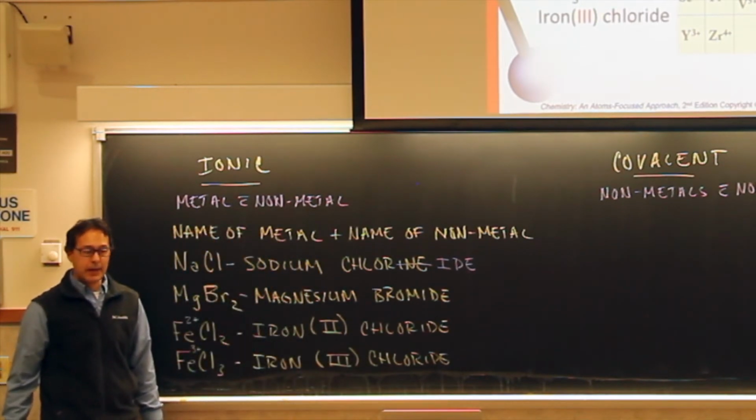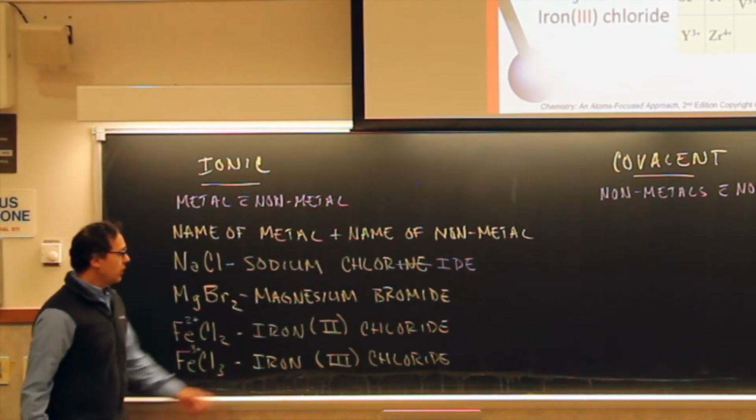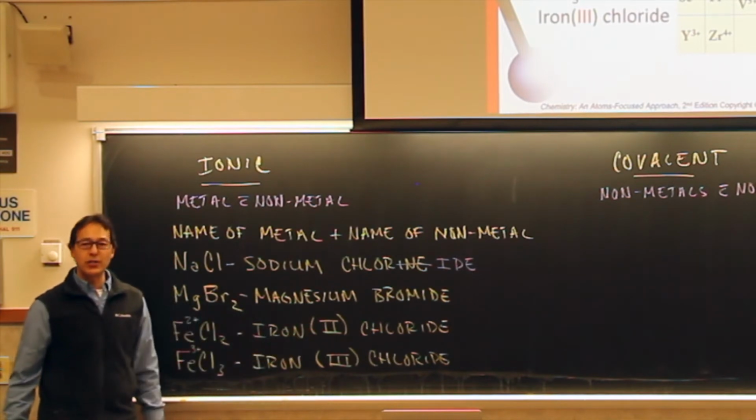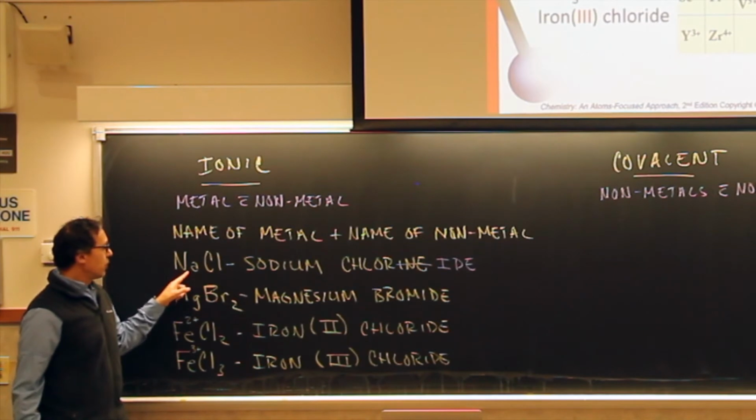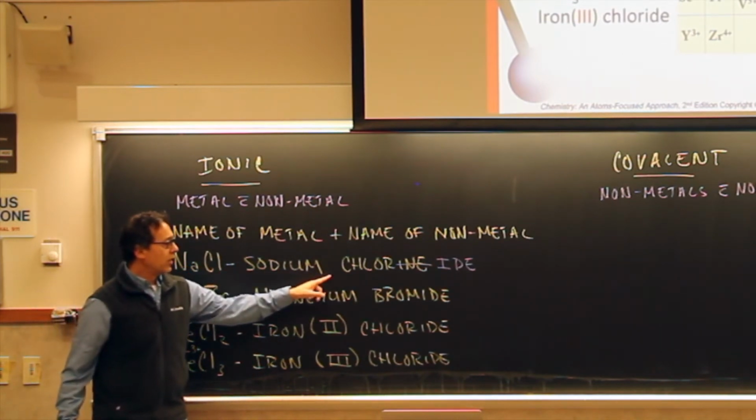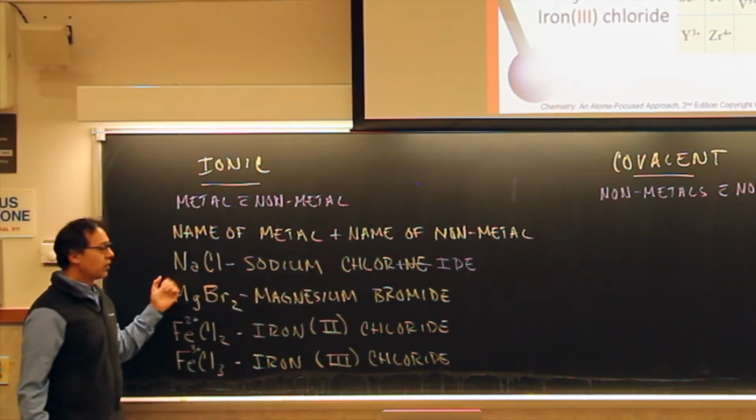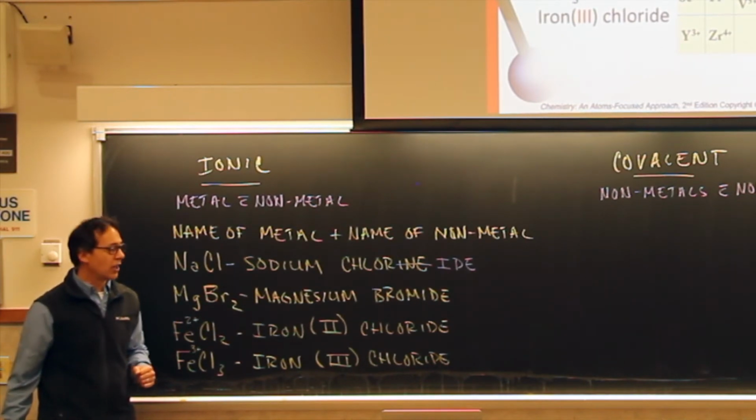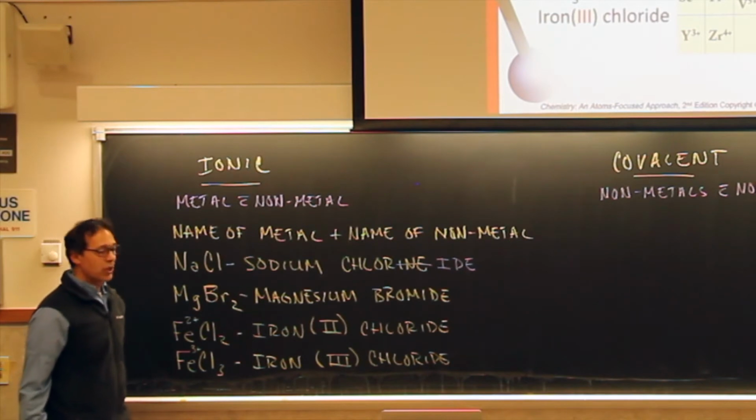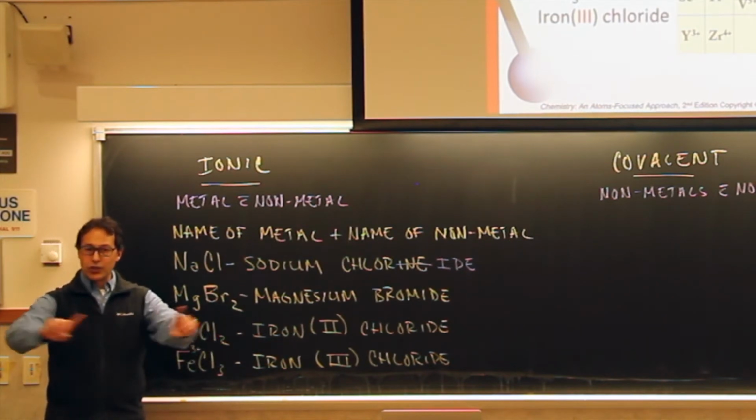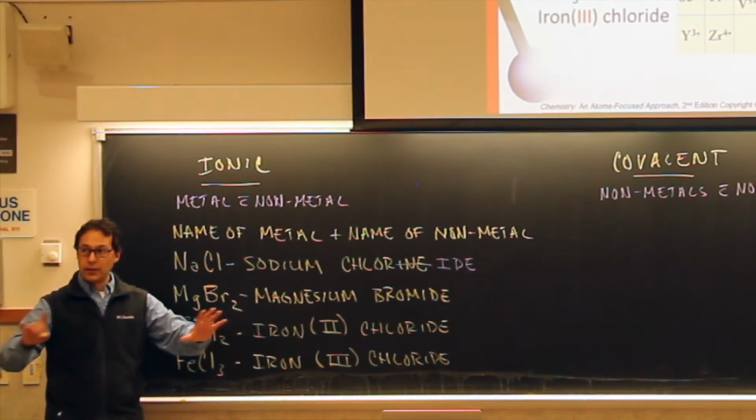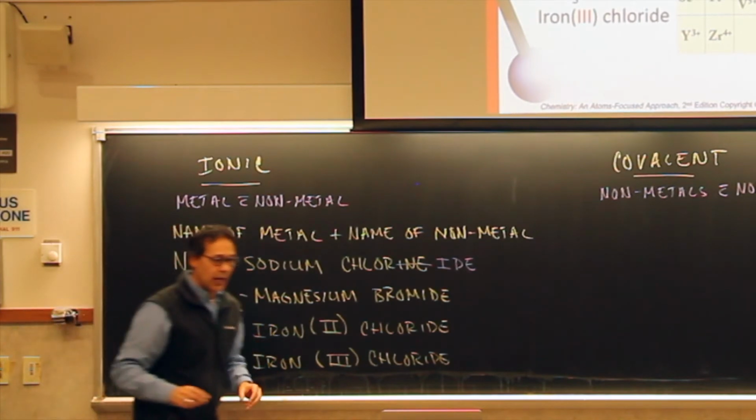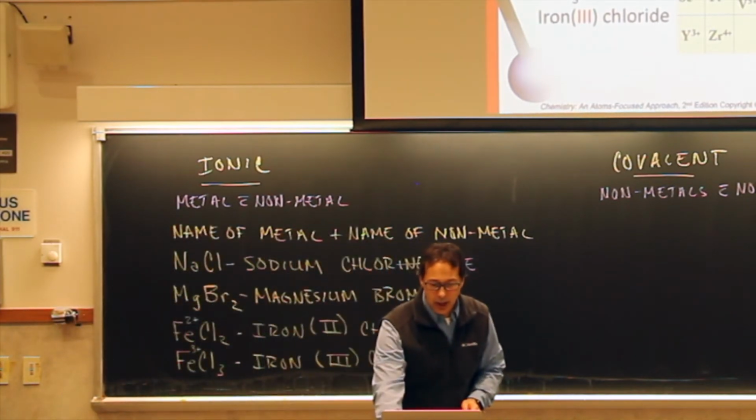Okay? So, when do you use the Roman numerals? Only transition elements. So you would not go sodium Roman numeral 1 chloride, because sodium is not a transition element. Okay, so it has to be a transition element and it has to have more than one charge. Any questions on that? Okay, all right, then.